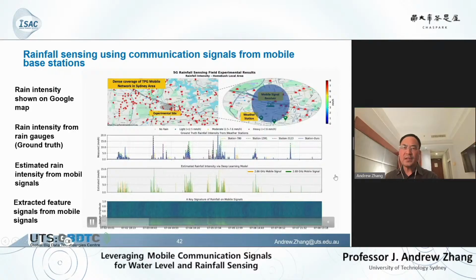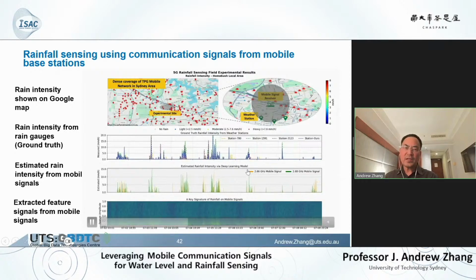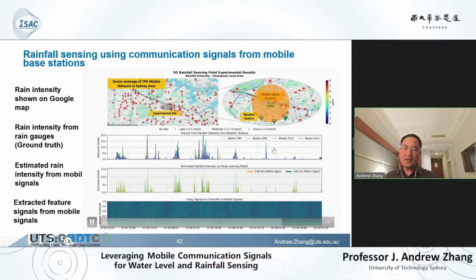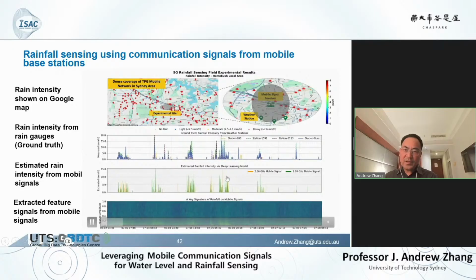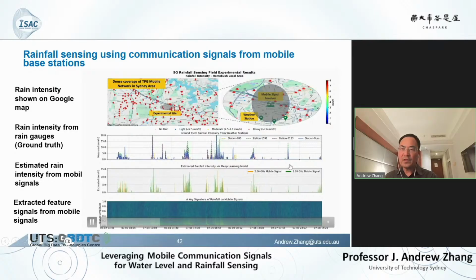So we collected months of data and applied the techniques to extract the feature signal as shown in the bottom figure here, as well as the estimation results for the rainfall intensity and the actual benchmarking rainfall intensity. So you can see there's a good match between these two. Although we also have some inaccurate estimates, roughly we can achieve relatively good estimates.